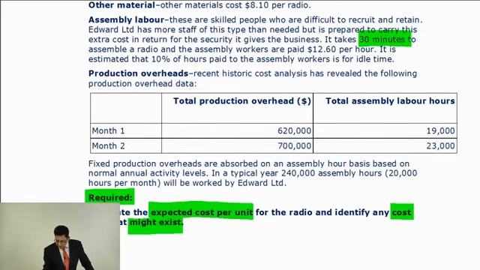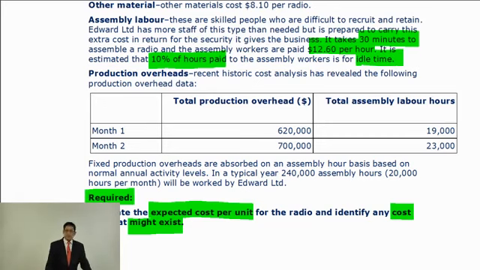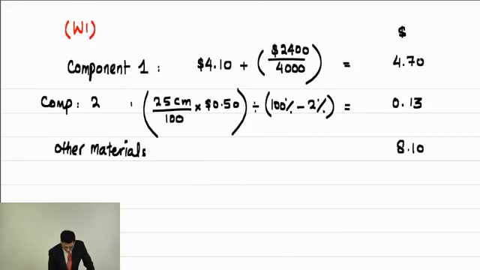It takes 30 minutes to assemble a radio, and the assembly workers are paid $12.60 per hour. So if there is no other information available, one normal radio costs 30 minutes, which is half an hour, times $12.60 per hour. But it is estimated that 10% of the hours paid to the assembly workers is for idle time. So there is some idle time as well. Let's adjust assembly labor.